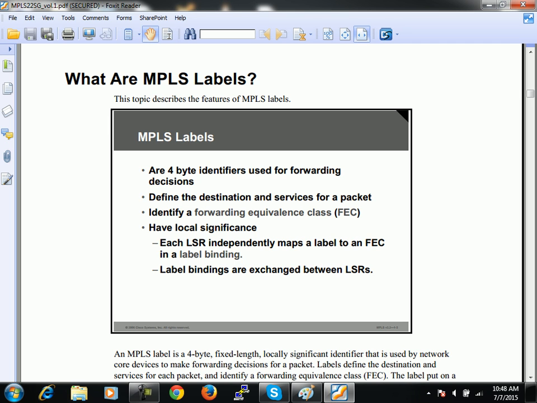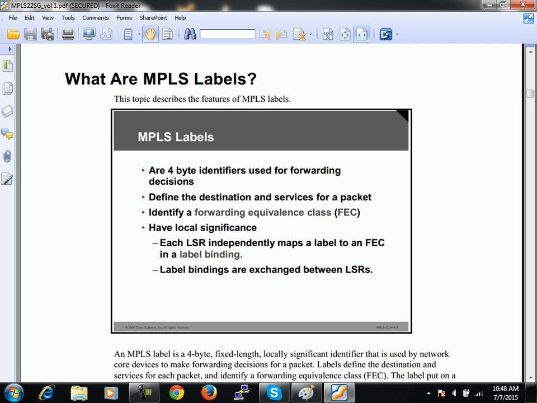Like inside the IP header, we were having TOS, type of service, right? Here in MPLS also, we are having 3 bits as experimental bits. Here we call them experimental bits, and those experimental bits can define the service of the packet. I mean, kind of quality of service.